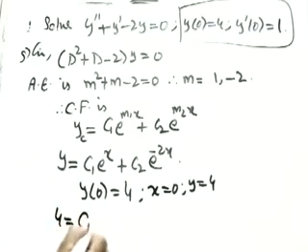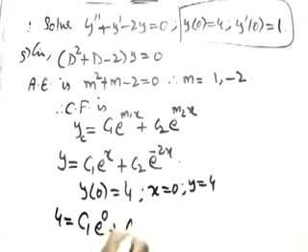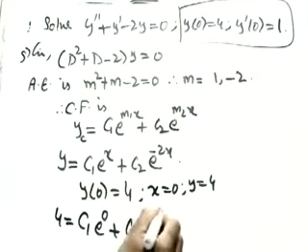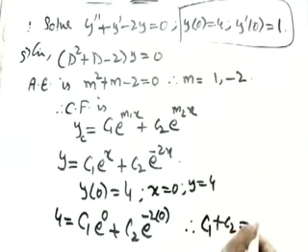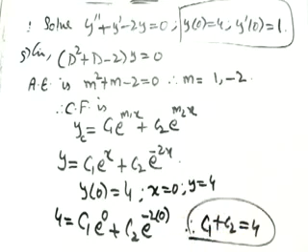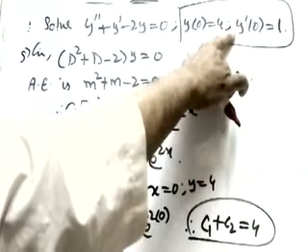So let me substitute. y value is 4 equals c1 e power 0 plus c2 e power minus 2 into 0. Any number to the power 0 is 1, this is also 1. Therefore, we get one equation: c1 plus c2 equals 4.